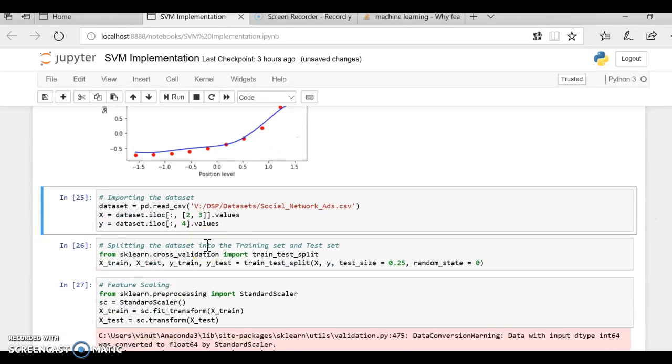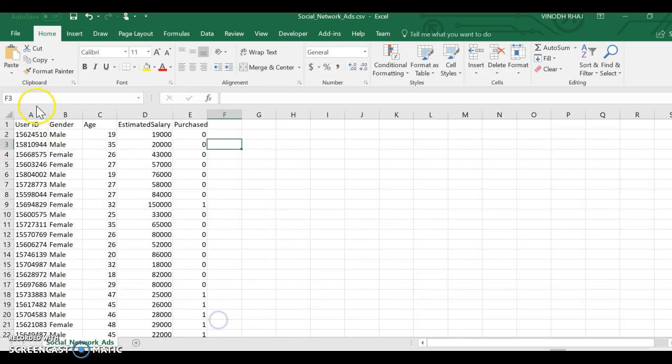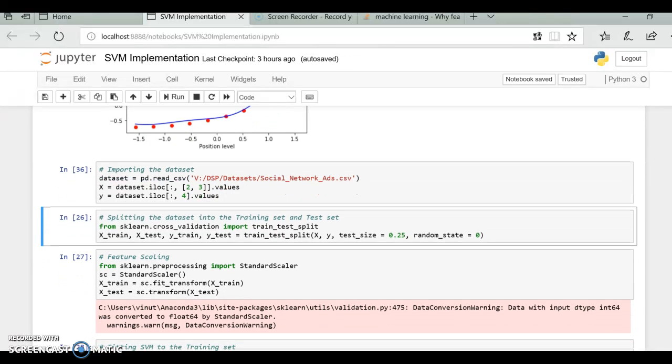Now going to the next example, this is a classification example. I'm importing the data set. Let me quickly show you the data set. This data set consists of gender, age, estimated salary, and whether the person has purchased a SUV or not. As we know, SVM is majorly used to take a decision based on information, whether it falls on one side or on the other side.